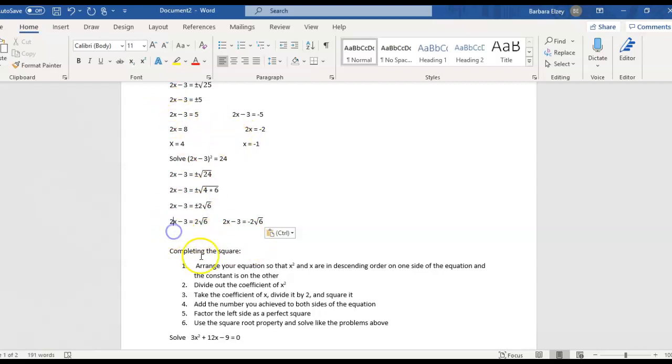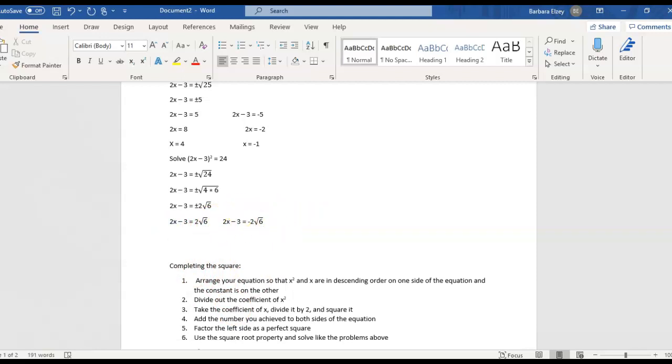So if I add 3 on the left side, and of course I'm going to do the same thing to the second solution, add 3. Well, I really can't add 3 to the square root, so what I end up with is 2x equals 3 plus 2 square root of 6, and then same thing occurs over on my second solution, 2x equals 3 minus 2 square root of 6.